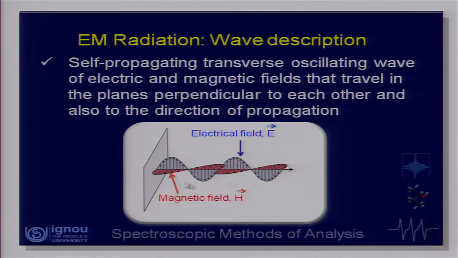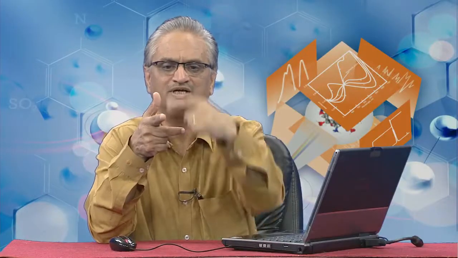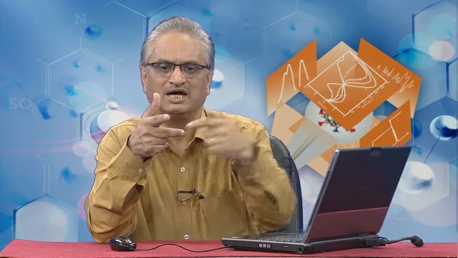What is shown in red over here is the magnetic component of the same thing, and this happens to be the direction of propagation. So, what we see is there are three things here, and the three things are mutually perpendicular. Say this is the direction of propagation, this is my electrical field vector which is moving like this, and this happens to be my magnetic field. So, the three are mutually perpendicular to each other. So, that is EM radiation as per the wave description.